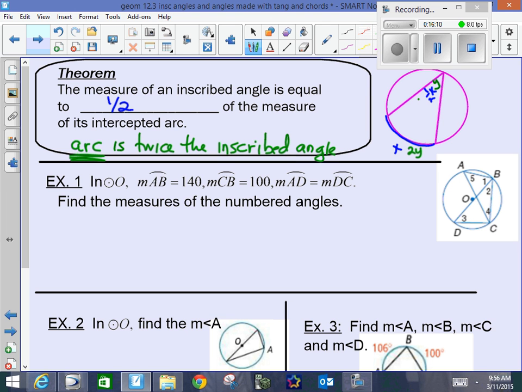All right, so our figure in example 1 is pretty complex pretty quickly. You've got some writing at circle O. They're telling us about the measure of the circle. The measure of arc AB is 140, so I'm going to put 140 right there on the arc. CB is 100, so I'm going to put 100 right there.